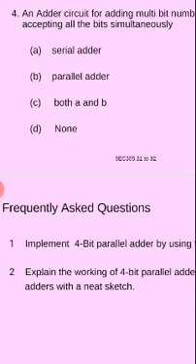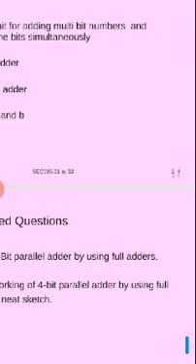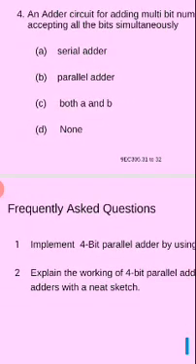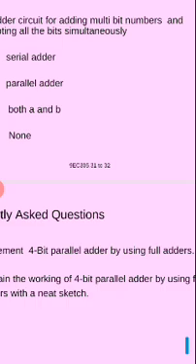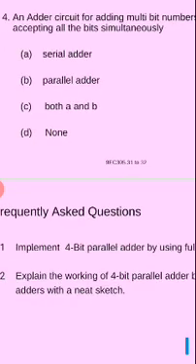Frequently asked questions. Implement 4-bit parallel adder by using full adders. Next, explain the working of 4-bit parallel adder by using full adders with neat sketch.